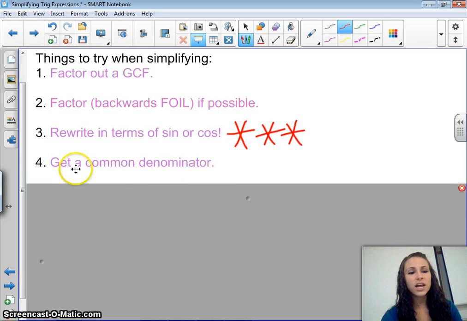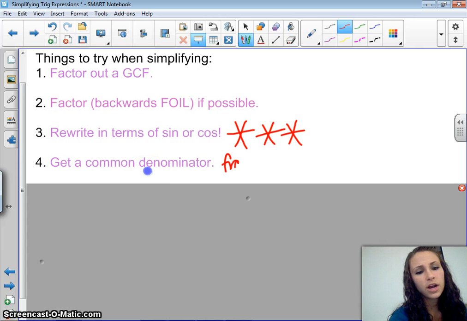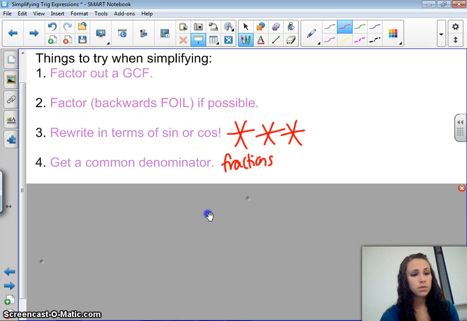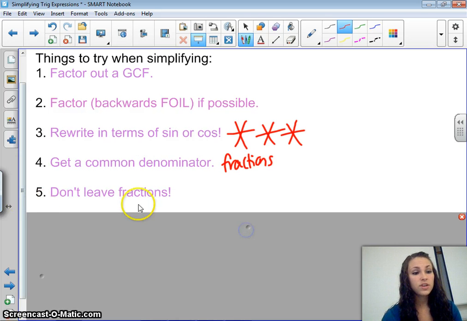Fourth, if you have fractions, okay? If you don't have fractions, you can't really get a common denominator. So that's if you have fractions. And then fifth is don't leave fractions. If you have a fraction as an answer, you can simplify that 99.9% of the time. So you don't want to leave fractions, you want to simplify into another form using your identities.